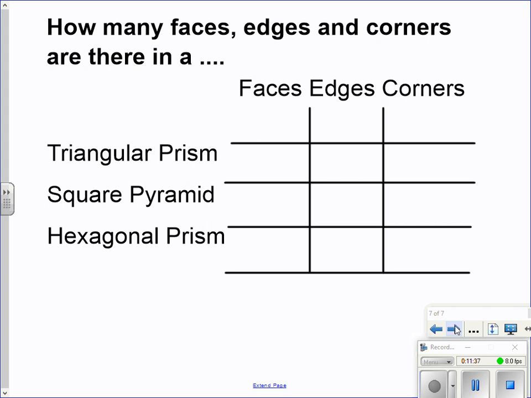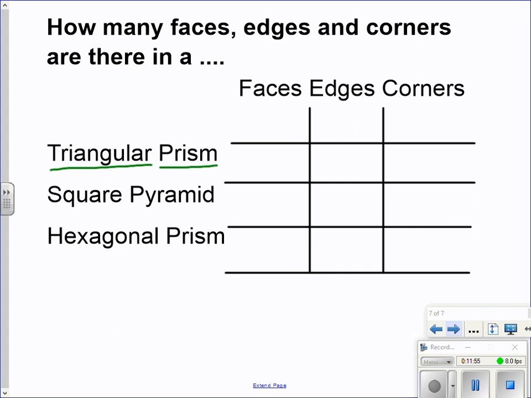Charles, why don't you try the first one? The first one is a triangular prism. Oh, Nukes, I can't remember what the difference is between a prism and a pyramid. They both start with P.